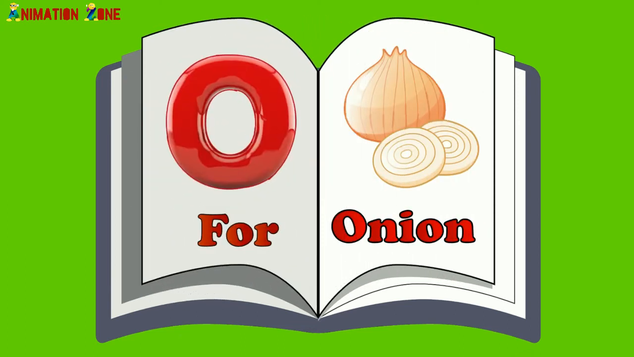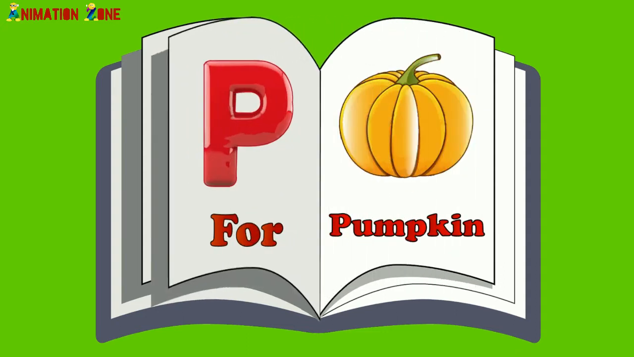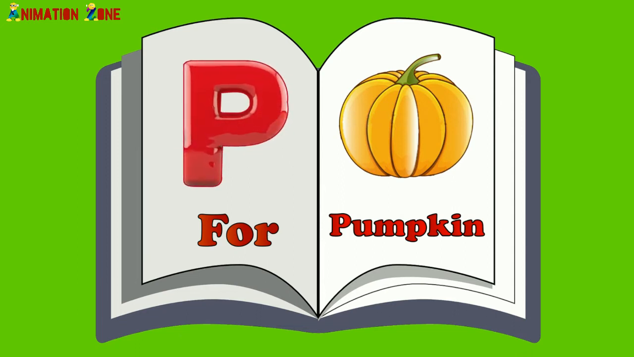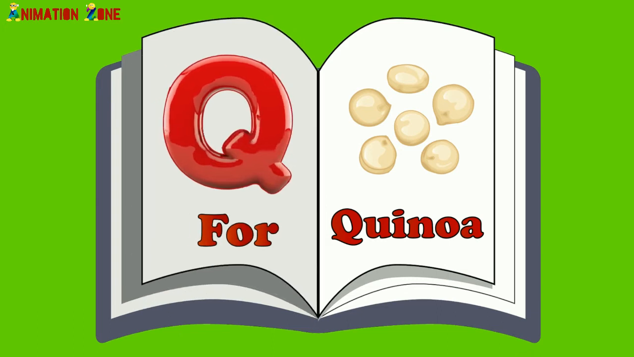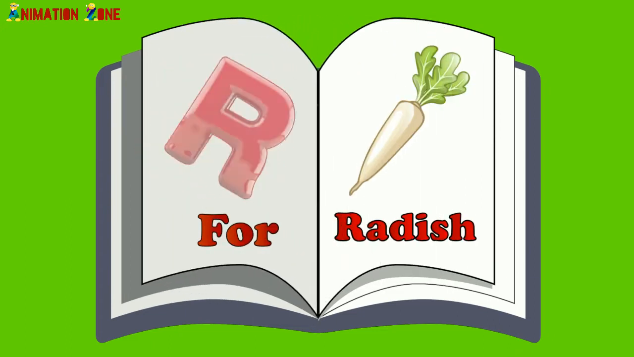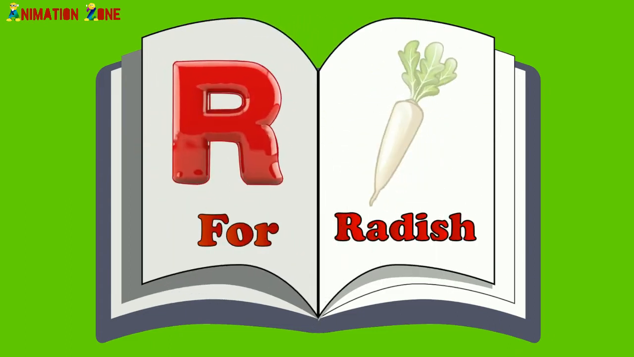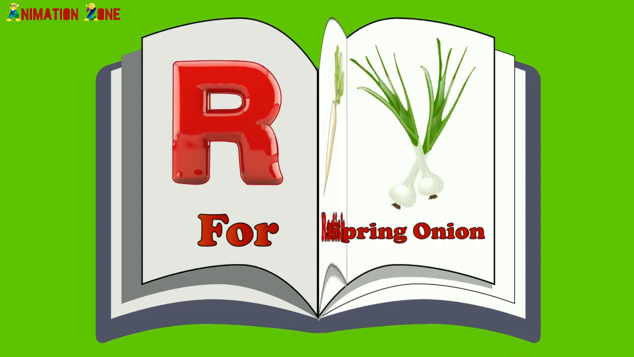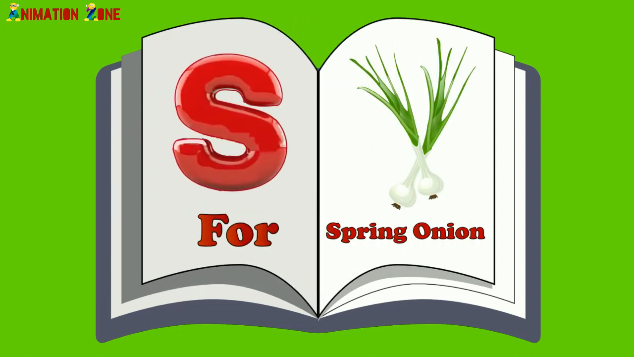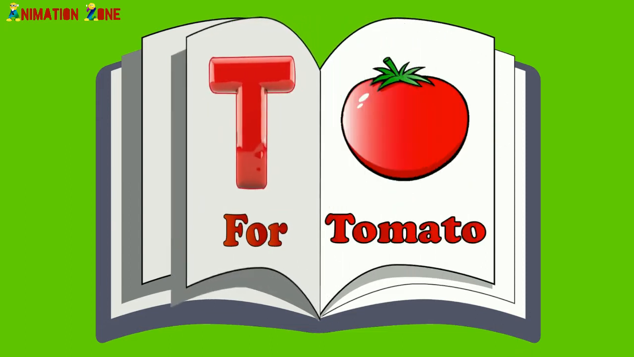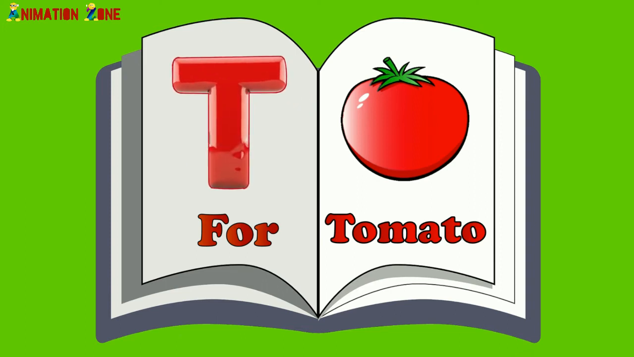O for onion. P for pumpkin. Q for quinoa. R for radish. S for spring onion. T for tomato.